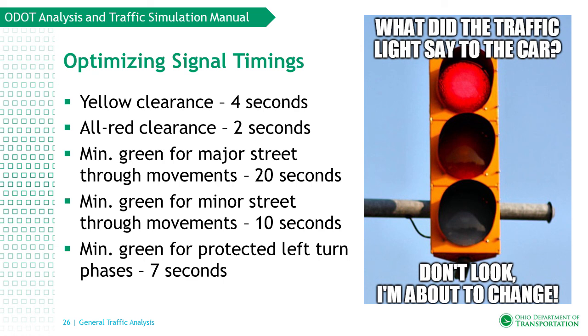If the intersection geometry changes between the existing and future conditions, or if the clearance intervals or minimum timings are not known, the following values should be used. Yellow clearance, 4 seconds. All red clearance, 2 seconds. Minimum green time for major street through movements, 20 seconds. Minimum green time for minor street through movements, 10 seconds. Minimum green time for protected left turn phases, 7 seconds.